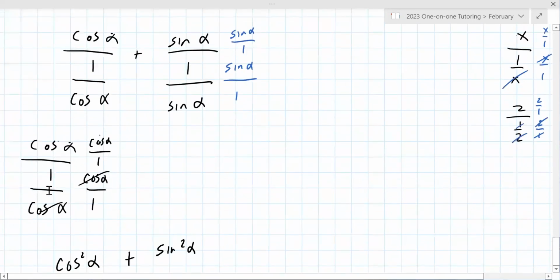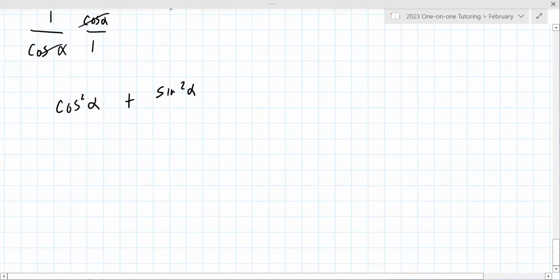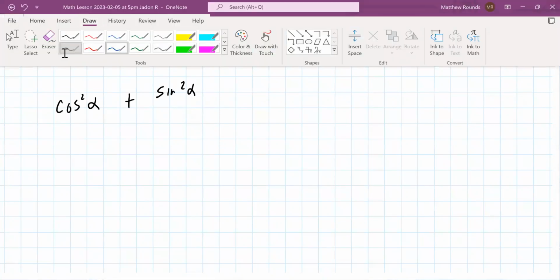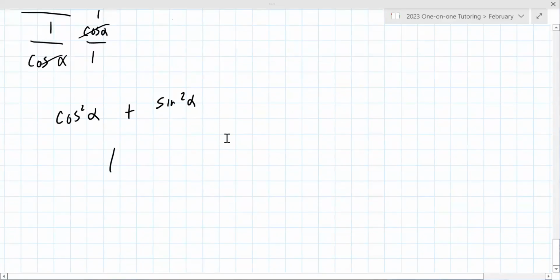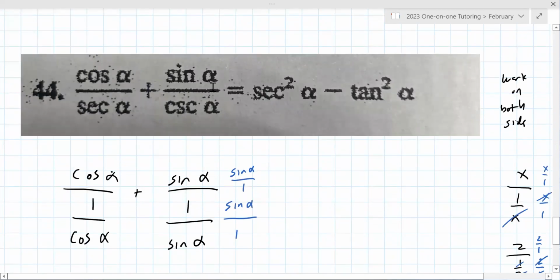Okay, so back to this. What is cosine squared plus sine squared? That's just 1. And that's not necessarily a good thing right here, because if you look at the right hand side, the right hand side is not 1. It didn't say that this equals 1. And that's where I mentioned that sometimes you do have to work on both sides.